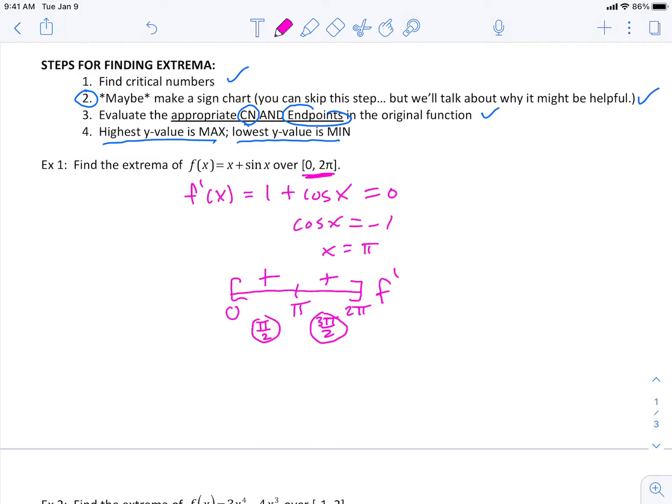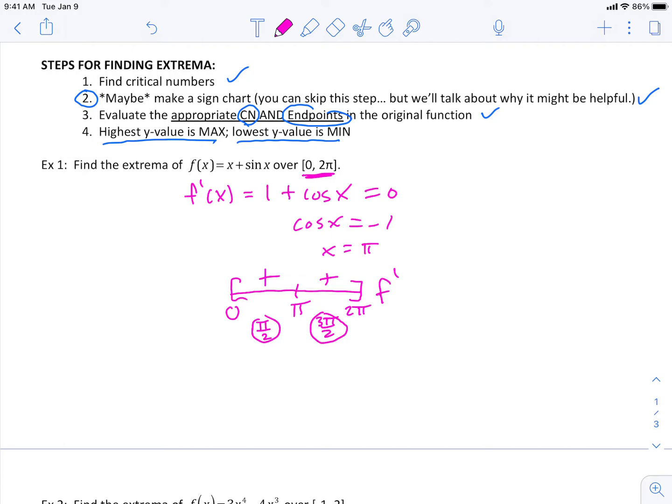Okay, and so here's the value of making a sign chart. Notice that the graph is increasing from 0 to 2 pi. So there's no need to test pi. Whatever you test there, it's going to be higher at 2 pi because it's increasing. Does that make sense? So anytime you have this pattern where you have positive and then positive, or negative then negative, surrounding a critical number like pi, you can skip testing it. Okay?